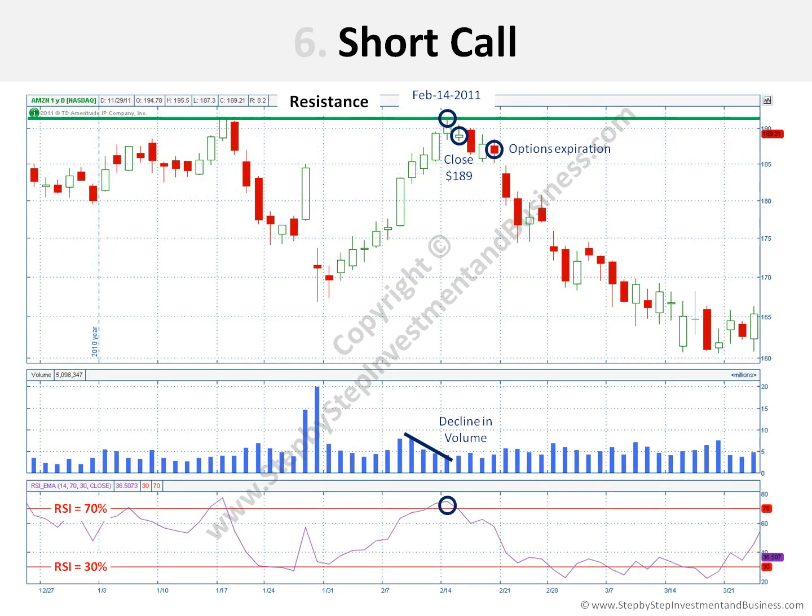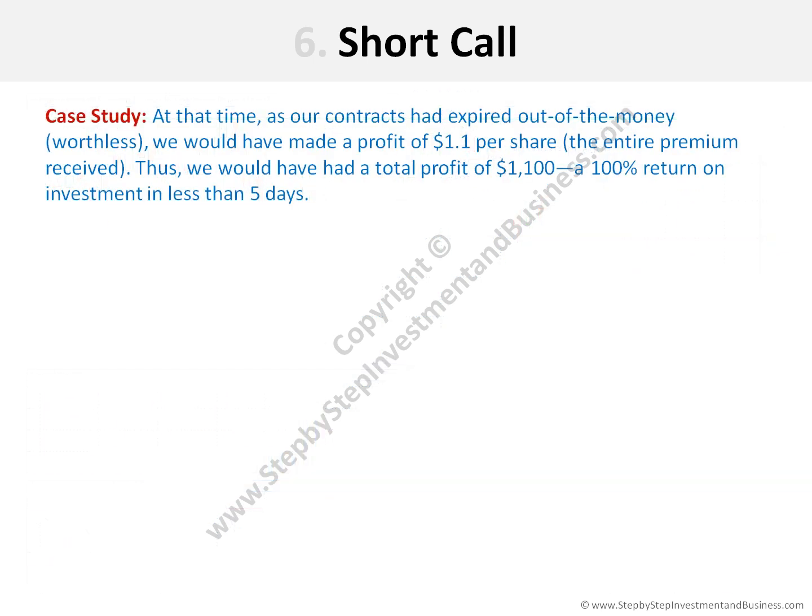As we had said, after February 15, the stock continued to fall until it closed at $186.5 on expiration Friday, February 18. At that time, as our contracts had expired out of the money, that is, worthless, we would have made a profit of $1.1 per share, that is, the entire premium received. Thus, we would have had a total profit of $1,100, making a 100% return on investment in less than 5 days.